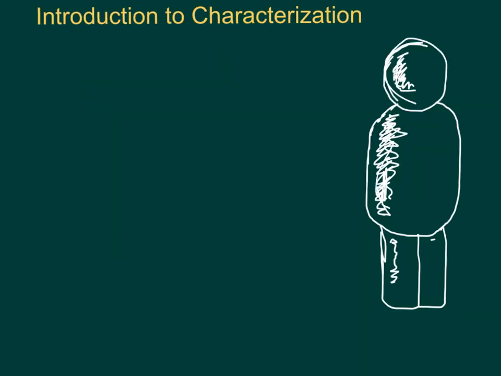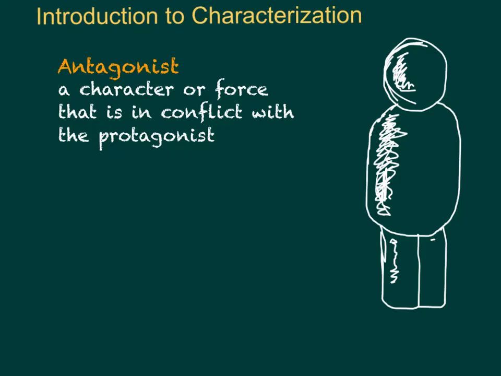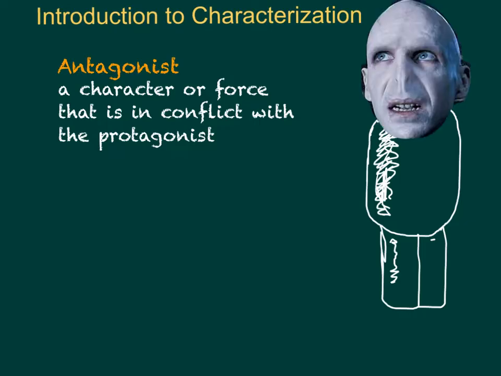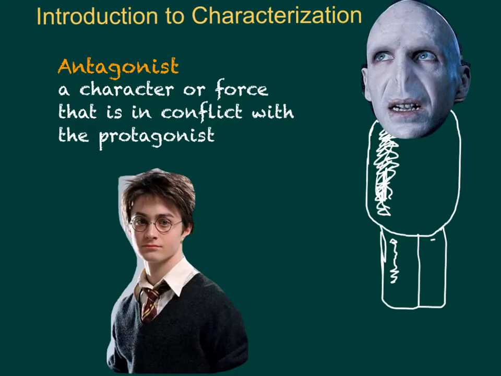Most narratives include an antagonist to make the story more interesting. The antagonist is just a character or force that is in conflict with the protagonist. The protagonist basically has to get through the antagonist in order to accomplish what it is they are trying to do. A good way to remember antagonist is that it has anti in it, which is against.